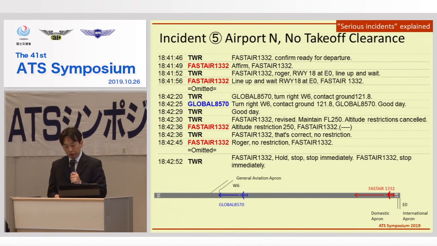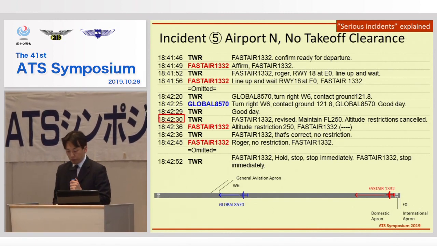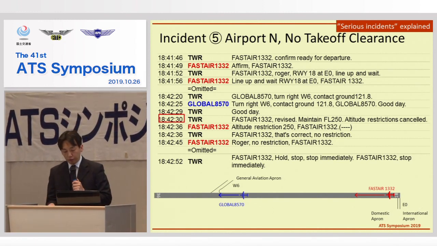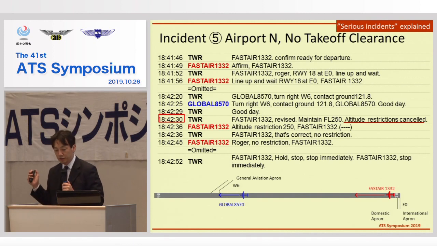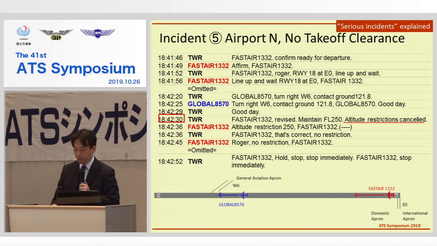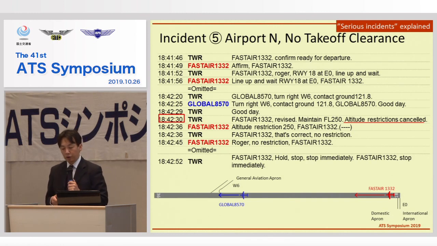Now we are focusing on here. At 18:42:30, the tower cancelled the altitude restriction, and it's only 1 second after this instruction that the captain of Fast Air 1332 advanced the thrust lever for takeoff. The second officer only read back altitude restriction 250, and the controller thought it was an insufficient readback, so he retransmitted the cancellation of altitude restriction.